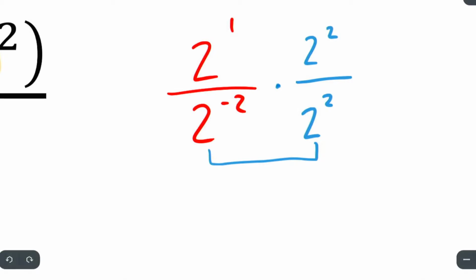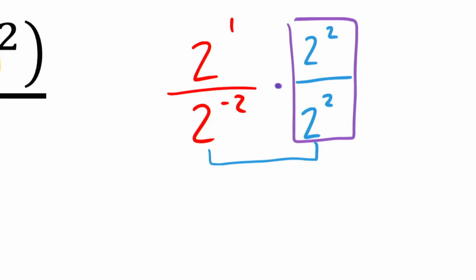So the big thinking that's going on here is that this equals the number 1. So I'm multiplying by 1. So I'm not changing its value. I'm just changing how it looks.